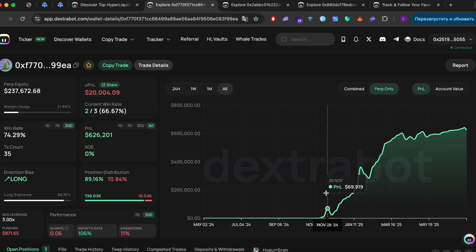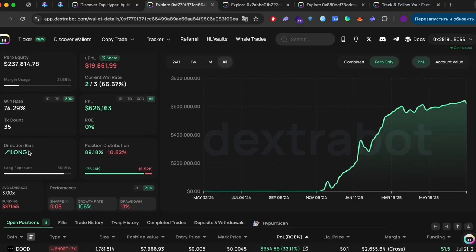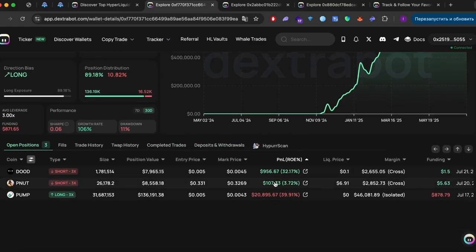Moreover, this happened over quite a long period of time, starting from November 24th, and overall, he has built up a decent amount of capital. At the same time, his win rate is 75%, he mostly trades long, and on average uses 3 times leverage. Let's take a look at his open positions.